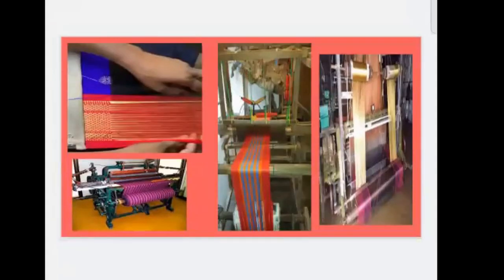Here are some pictures of loom. You can see the first picture is of making sari with the hand loom with the zari work and all. The second picture is of making bed sheets with the hand loom. The third and the fourth picture is of power loom, how yarns are made. You can see the picture of yarn. The long thread-like structures are made. These are called the yarns.